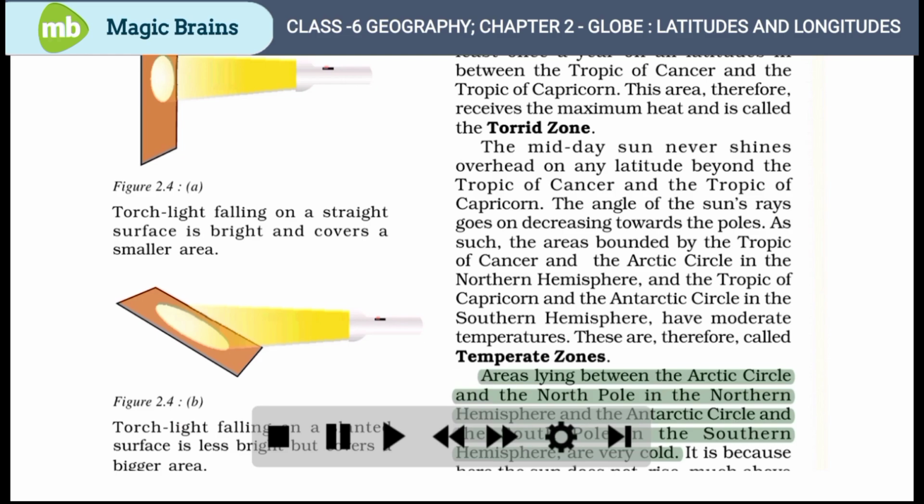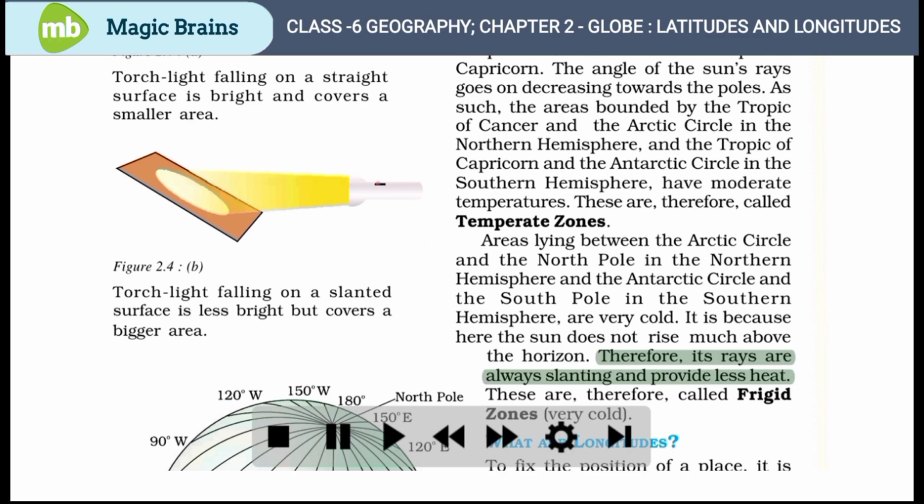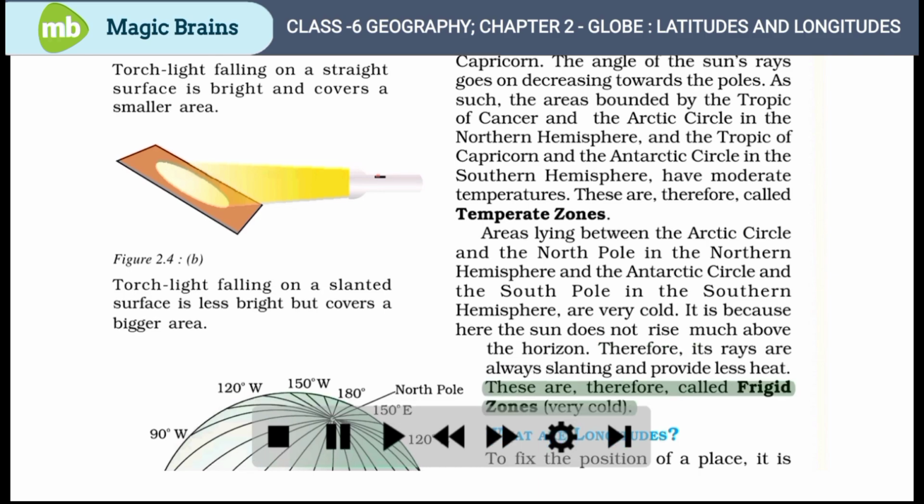Areas lying between the Arctic Circle and the North Pole in the northern hemisphere, and the Antarctic Circle and the South Pole in the southern hemisphere, are very cold. It is because here the sun does not rise much above the horizon. Therefore, its rays are always slanting and provide less heat. These are therefore called frigid zones, that is, very cold.